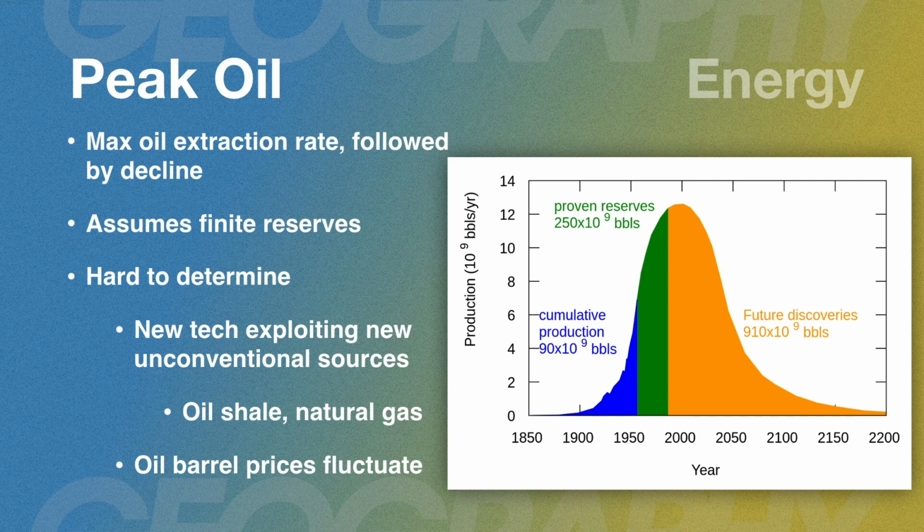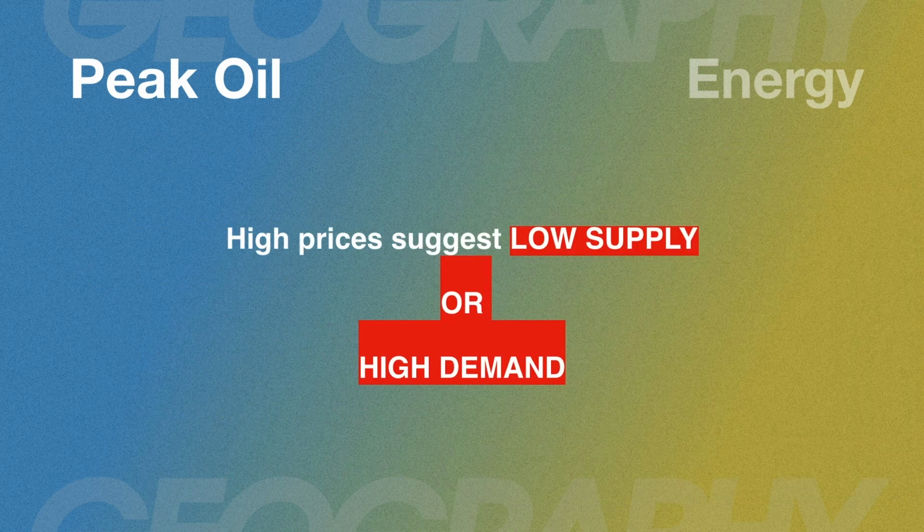And the reason why we're constantly changing our predictions of when we'll reach peak oil is because oil barrel prices are constantly fluctuating. During the 1970s, when you had the OPEC crisis and barrel prices were crazy high, that made a lot of people think that we were going to reach peak oil. But we didn't. We're producing more oil than ever. And so the issue with peak oil is high prices of barrels of oil could either suggest low supply, which is where you have that peak oil, or high demand.